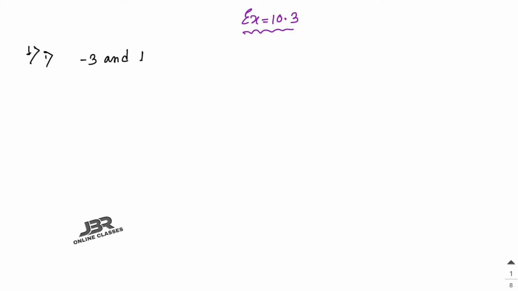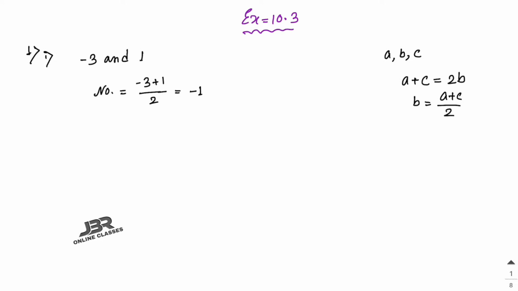So I hope you know the formula. Suppose A, B, C are three numbers in AP or arithmetic mean. So here A plus C is equal to 2B. Twice the middle one is equal to the summation of the first one and the last one. So B equals (A plus C) by 2. You have to find the second number. According to the formula, A plus C, that means (-3 plus 1) by 2, that equals -1.